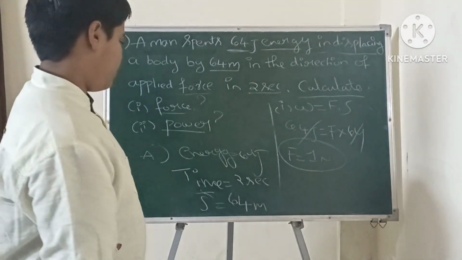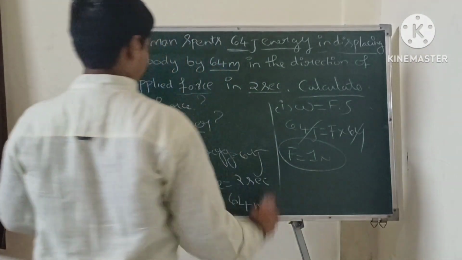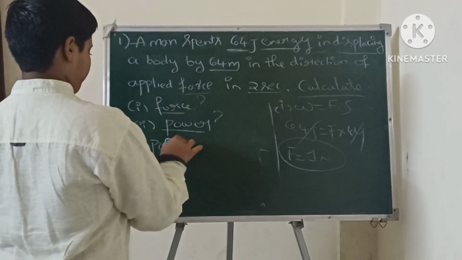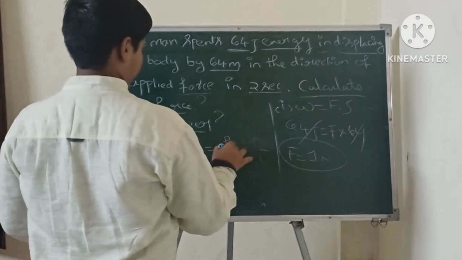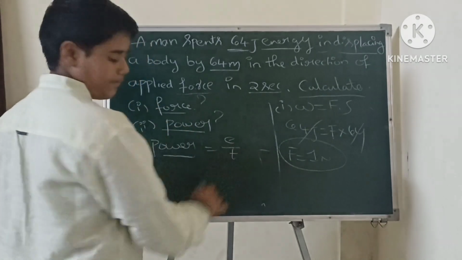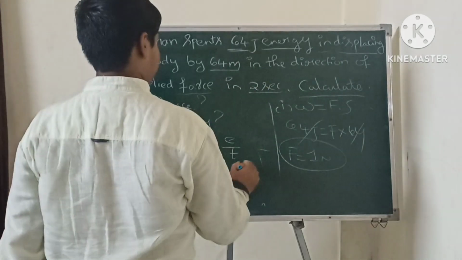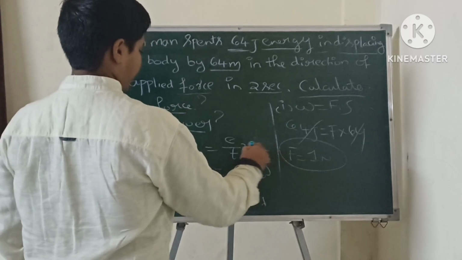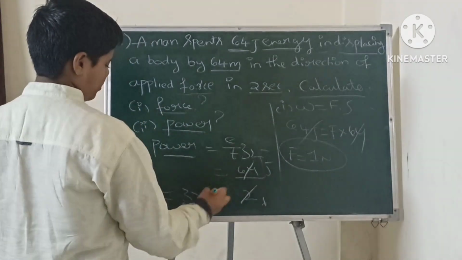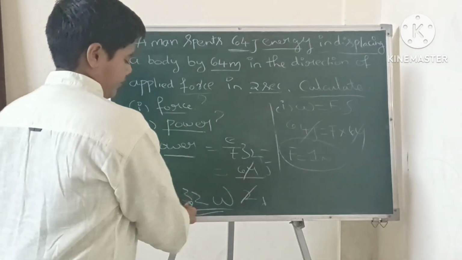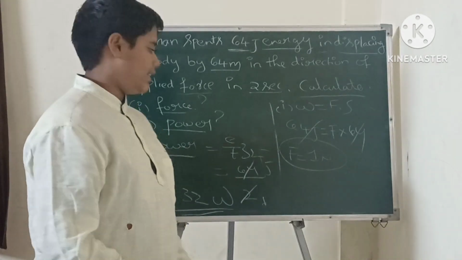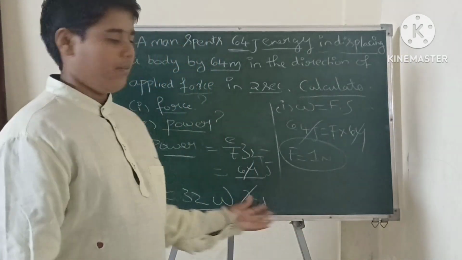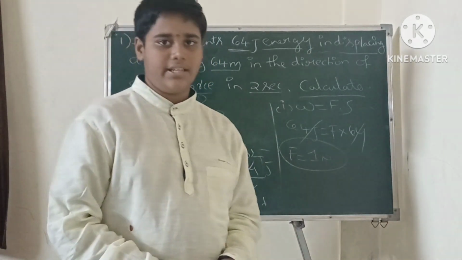Okay. So next, they are asking to find power. Power means energy by time or work by time. So here energy is 64 joules by 2 seconds. So 2 ones are 2, 2 threes are 6, so 32 watt is the power. Okay. So like this we have to do any sum if they ask to find power or force or acceleration.